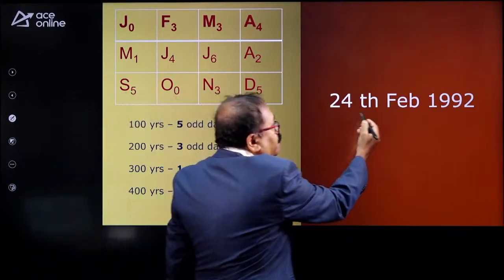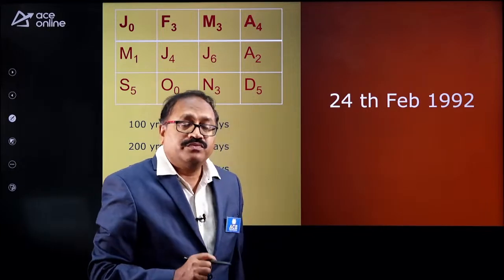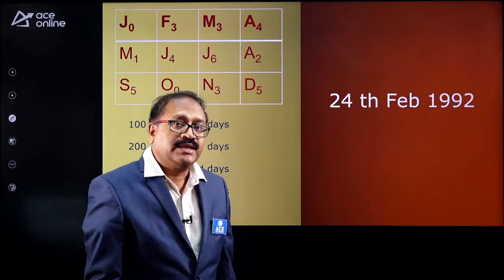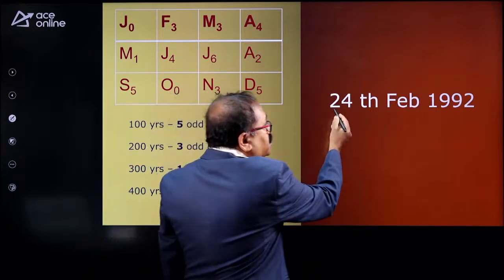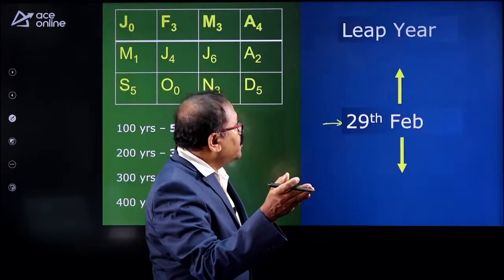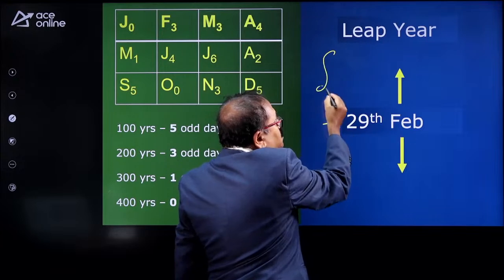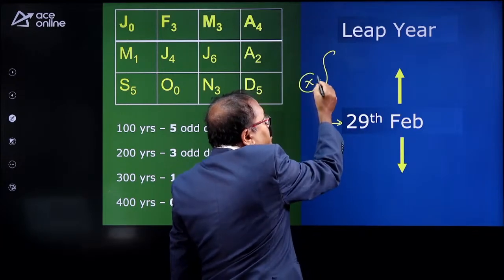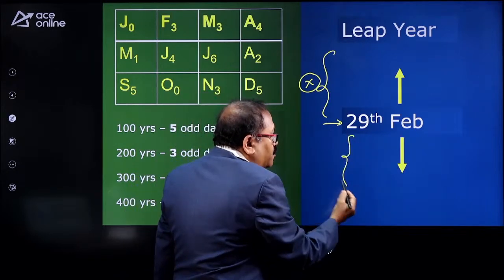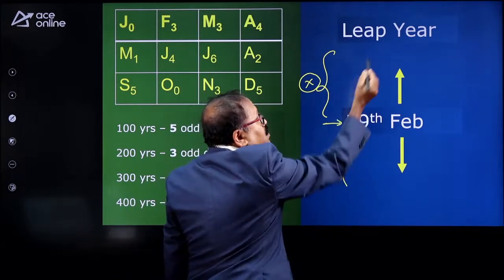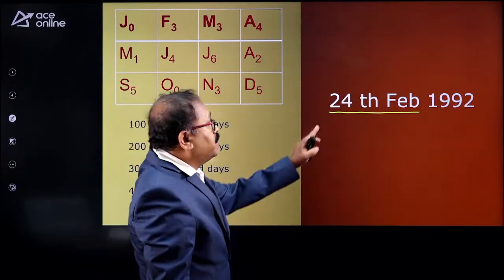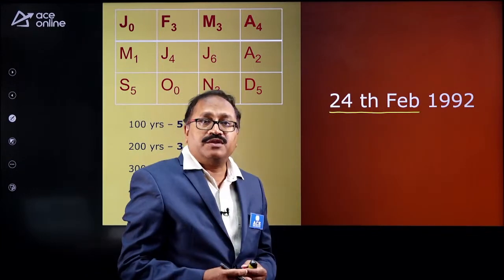If I have to find out 24th February 1992, what is the number of odd days, and from there we can find out the day. Now remember, this date falls under this category, so in this category we don't add an extra odd day. But if we cross February, we add one extra odd day in the case of a leap year. So keeping that in mind, 24th of February 1992.